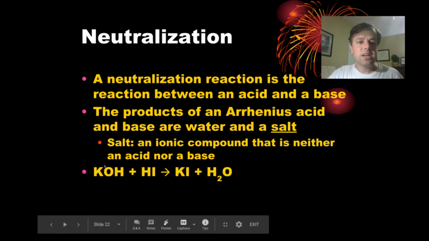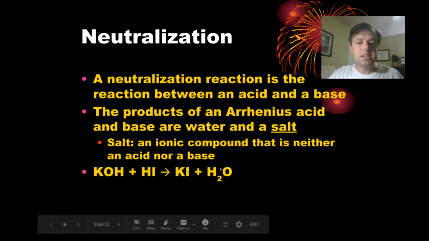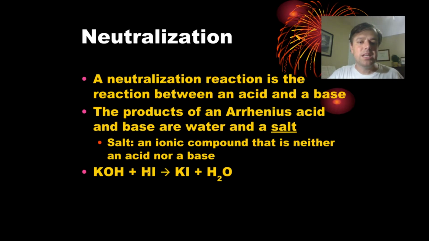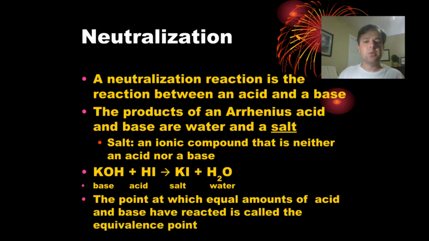If we have potassium hydroxide reacting with hydroiodic acid, the hydroxide and the hydrogen combine to form water, and then the potassium and the iodine produce potassium iodide, which is the salt. The point at which you have reacted equal amounts of acid and base together is called the equivalence point. This terminology will be useful when I show you this little lab demonstration coming up.